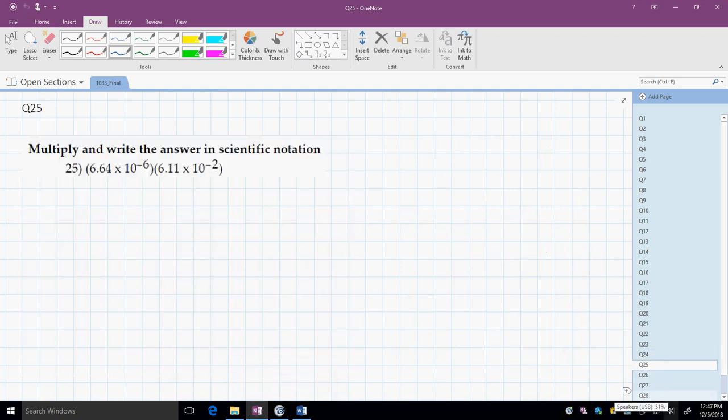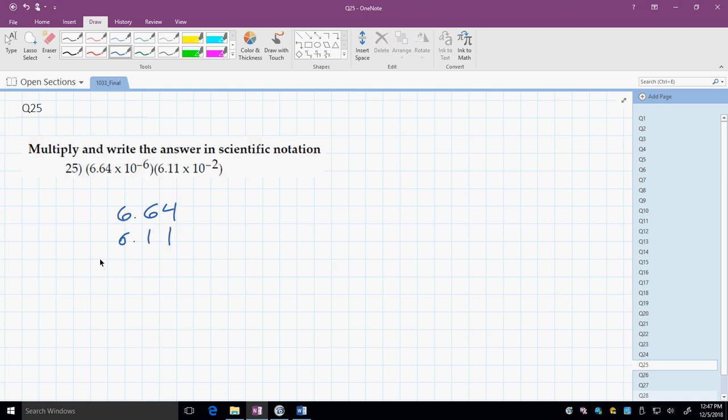$25. Okay, we're going to add then. Remember you can put this in your calculator and it's going to give you the answer with the right exponent and everything. But if you want to do it by hand, we can.